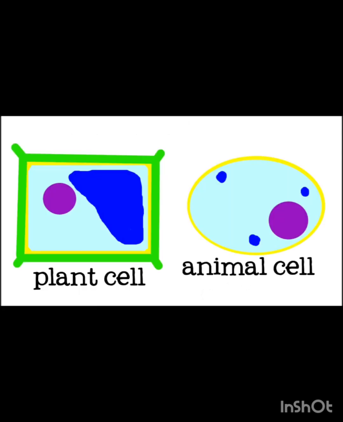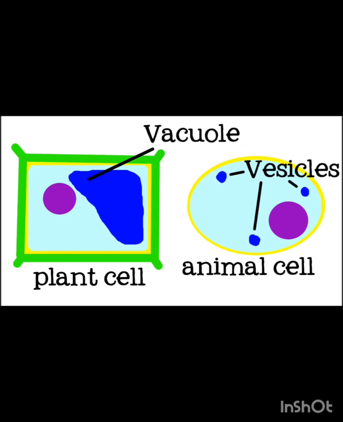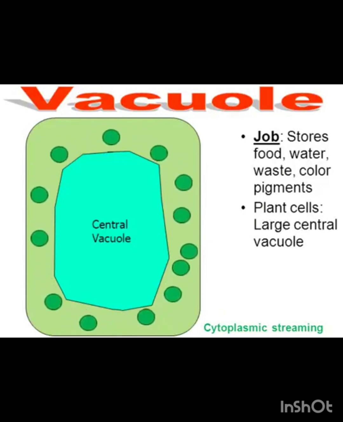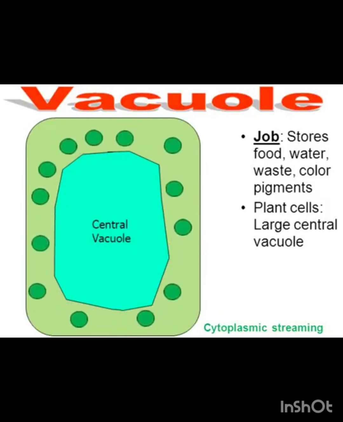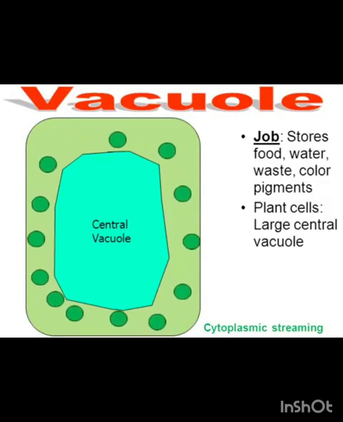Now here you can see vacuoles. In plant cells, there are large vacuoles, and in animal cells, small or negligible vacuoles called vesicles. Plural of vacuole is vesicles. In plant cells, there is usually one vacuole which is large and centrally located. It is used to store water and other substances.